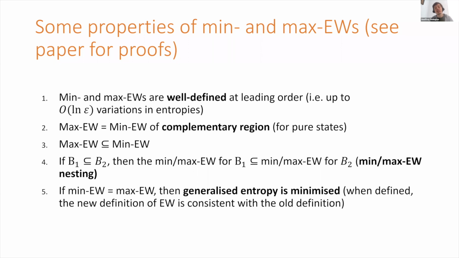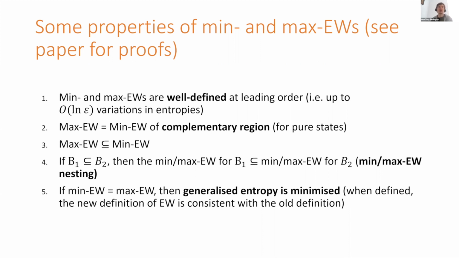And the final property is that we said that when these two things were equal, we would call them the actual entanglement wedge. It turns out whenever that happens, you can show that it is the surface of minimum generalized entropy. So in other words, whenever the entanglement wedge is well defined, its definition is exactly the same as the old definition of the entanglement wedge in terms of the minimal quantum extremal surface.